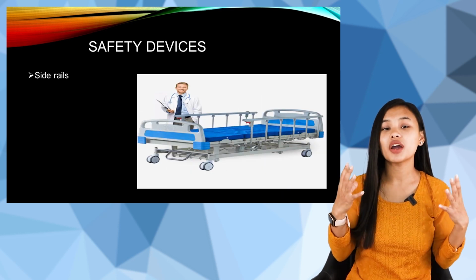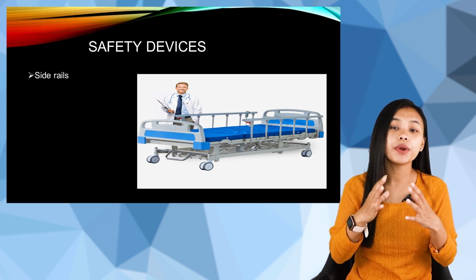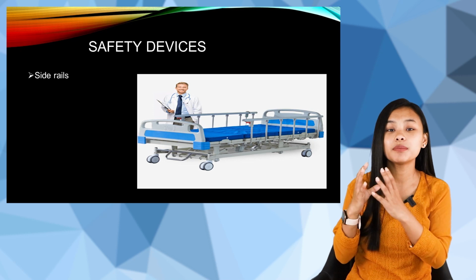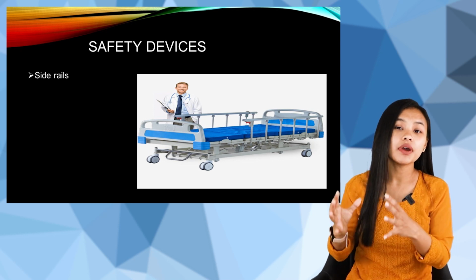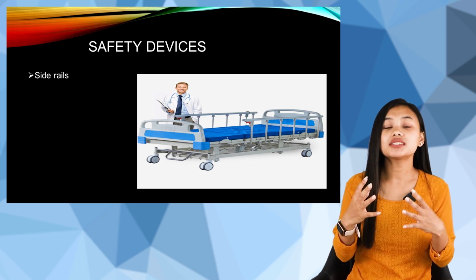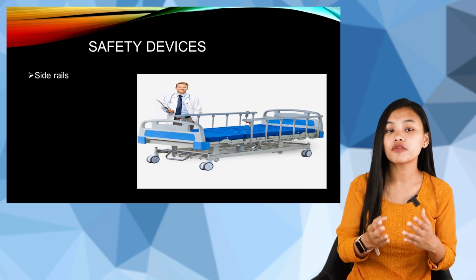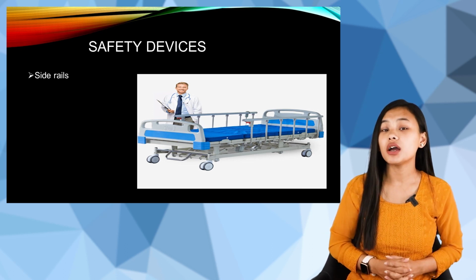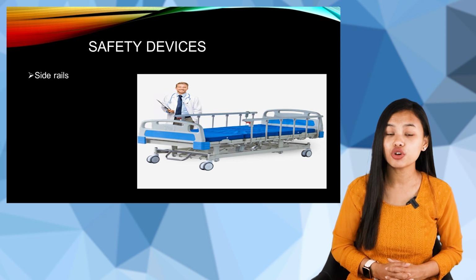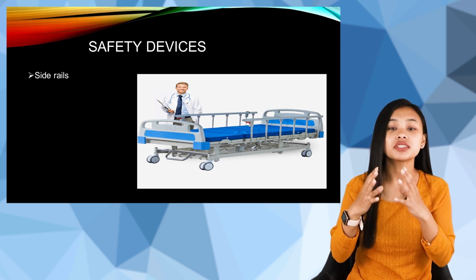And the second one is the side rails. So these side rails are found on the bedside, right? They help to increase the patient's mobility and stability when they are in bed or when they are moving from the bed to the wheelchair. These side rails are also used in order to prevent the client from falling down from the bed. So here we as nurses must always ensure that the latches securing the bed rails are stable.